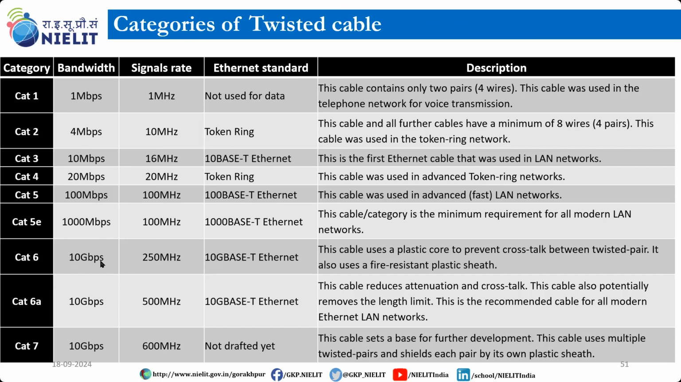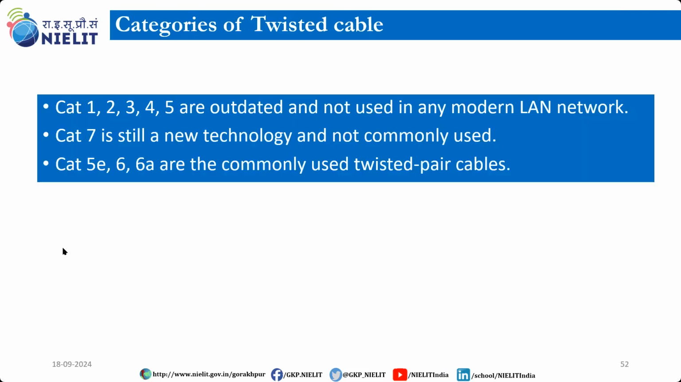Cat6, 10 Gbps, 10 Gbps T Ethernet. Cat6A, 10 Gbps, 10GBaseT Ethernet. Cat7, 10 Gbps, not drafted here. Basically, Cat6 is the latest standard, but Cat7 is also available in the market. So Cat1, 2, 3, 4, 5 are outdated because of low bandwidth. Cat6 is the commonly used twisted cable.